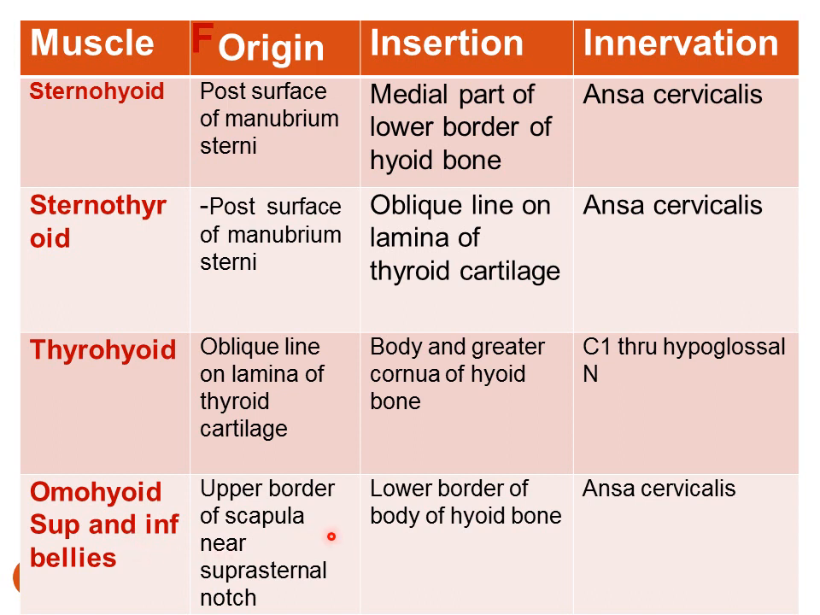Omohyoid, superior and inferior bellies, upper border of the scapula near the suprasternal notch. Lower border of the body of the hyoid bone is the insertion, supplied by ansa cervicalis. So basically all the muscles here, the infrahyoid group of muscles, are supplied by the ansa cervicalis.